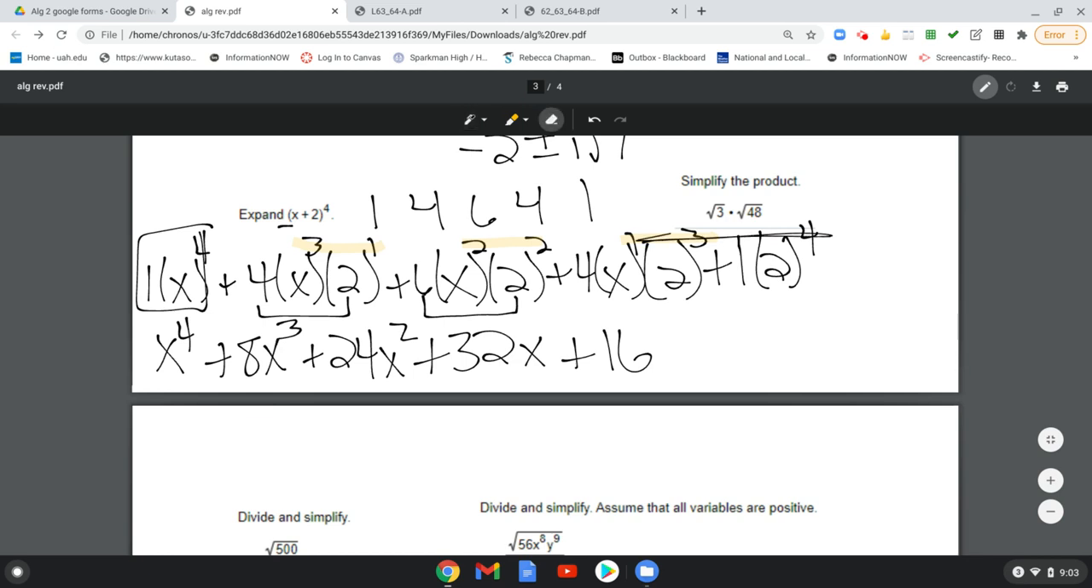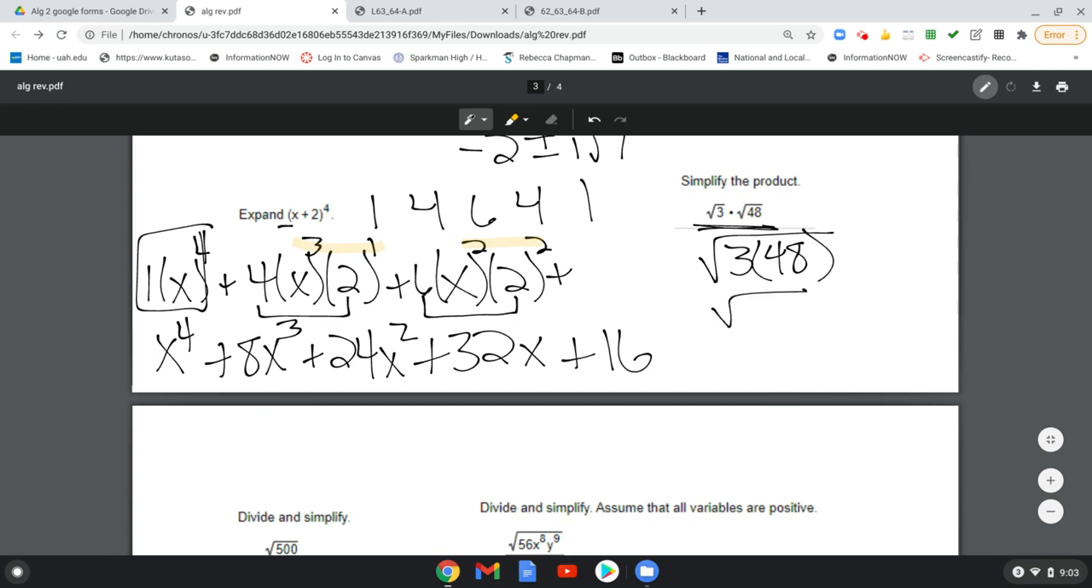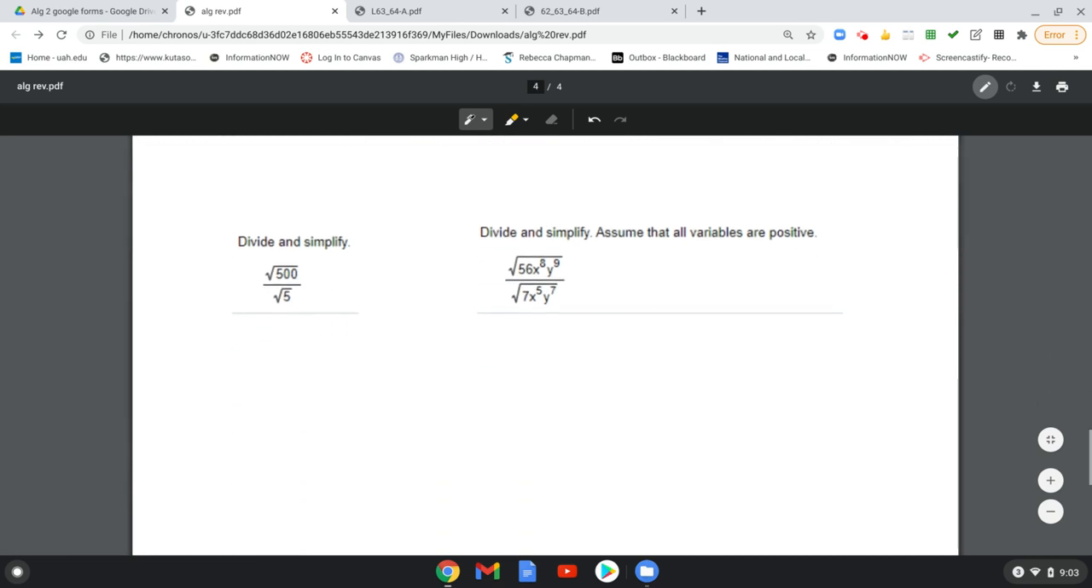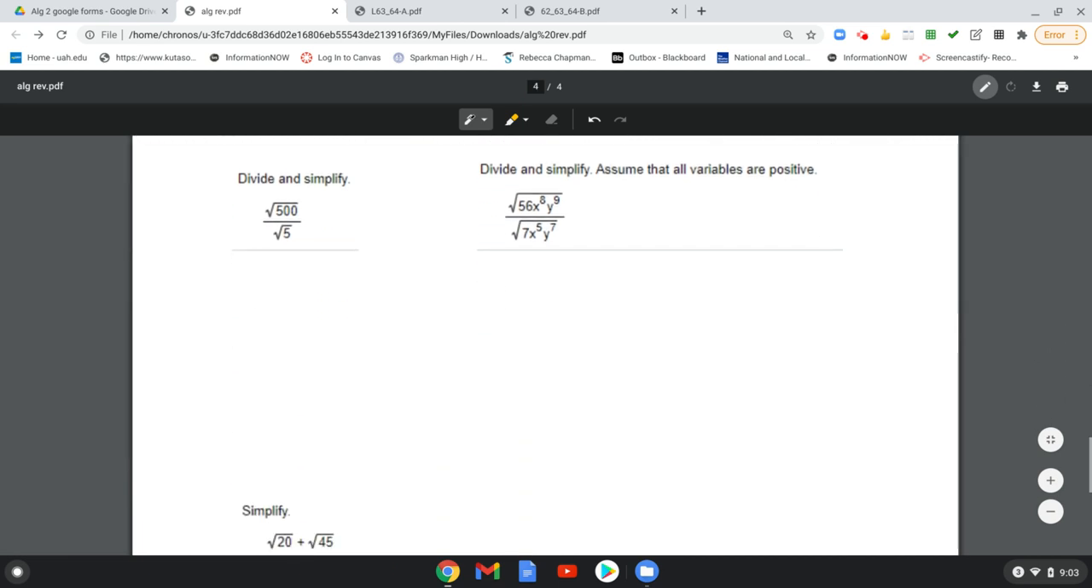Now, on the last one on this particular page, if you multiply these two together, and you can because you can multiply a square root times a square root, you're going to multiply the 3 and the 48 together, and that gives you the square root of 144, and the square root of 144 is 12. So 12 would be the final answer for that product, square root 3 times square root 48. And I have 3 more examples that we're going to go over.